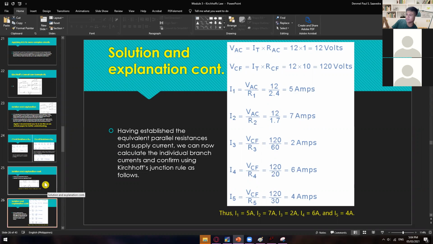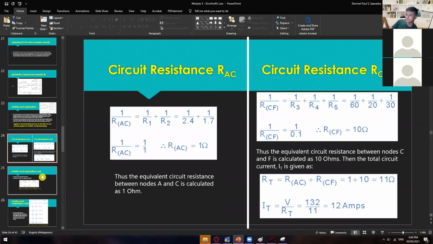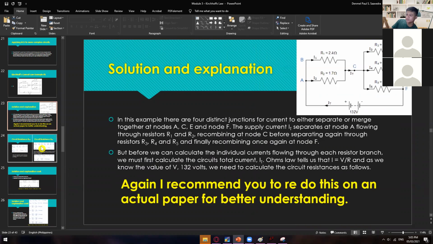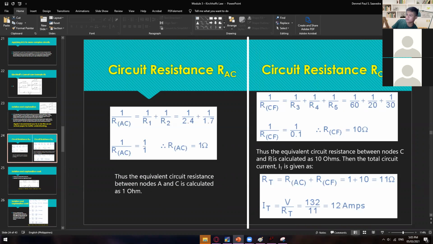Okay. So, are we clear with this part? Circuit resistance, RAC, and then RCF? No? Yes, sir.